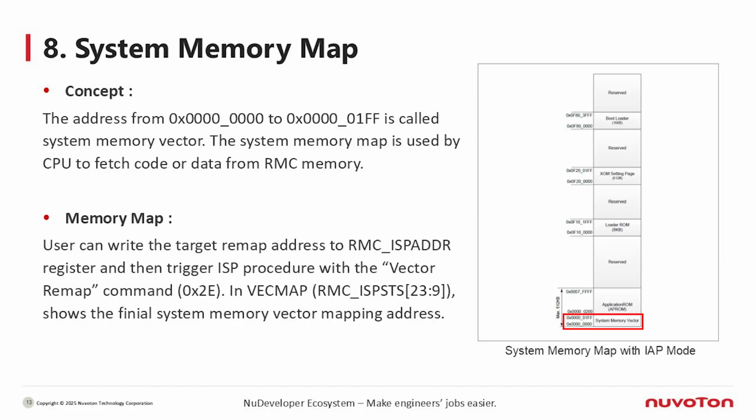User can write the target remap address to RMC ISP address register and then trigger ISP procedure with the vector remap command 0x2E. INVECMAP shows the final system memory vector mapping address. When chip boots with IAP function enabled, any executable code, aligned to 512 bytes, is allowed to map to the system memory vector anytime.